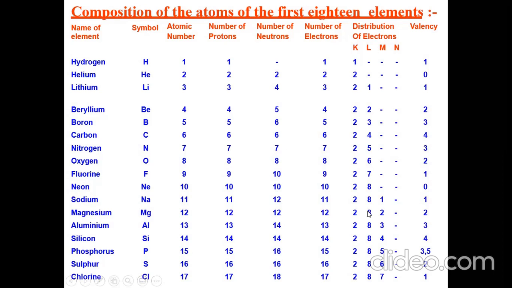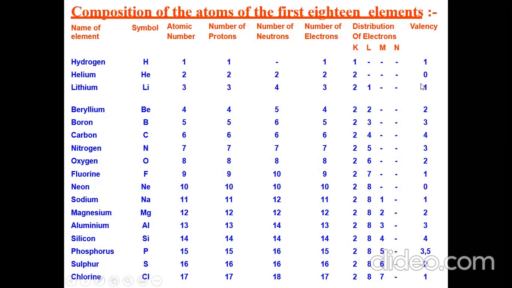Sodium 11, 2, 8, 1. Magnesium 12, 2, 8, 2. Aluminium 13, 2, 8, 3. Silicon 14, 2, 8, 4. Phosphorus 15, 2, 8, 5. Sulfur 16, 2, 8, 6. And chlorine 17, 2, 8, 7.